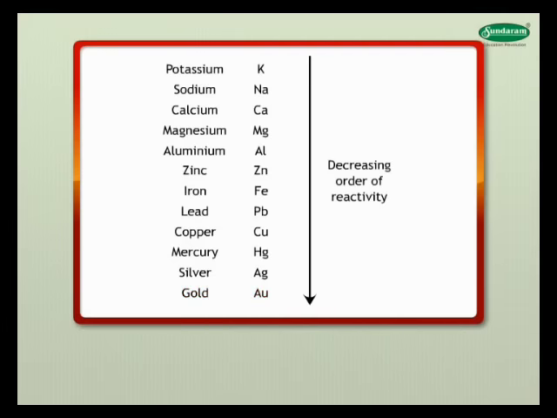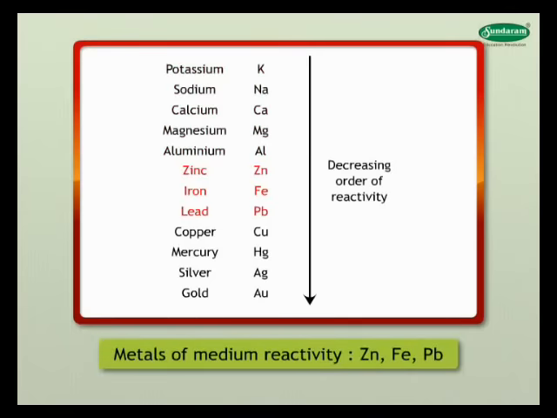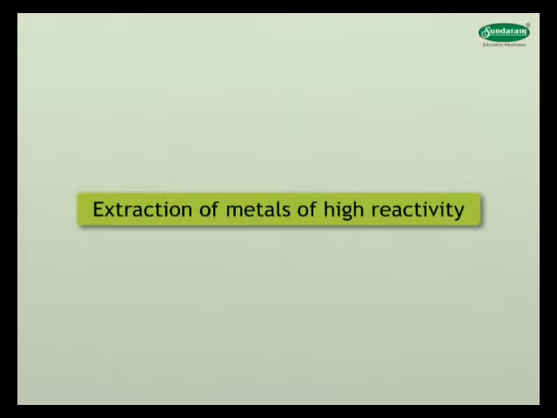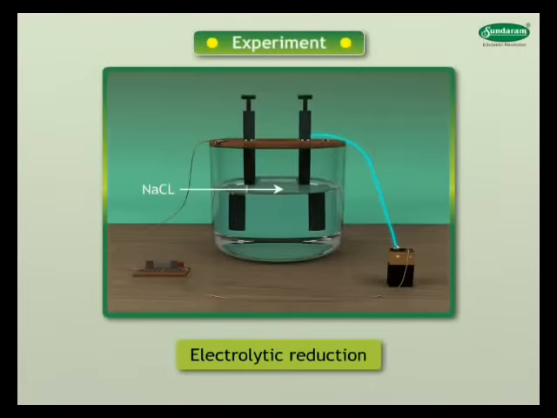On the basis of reactivity, we can group the metals into following three categories: metals of high reactivity, metals of medium reactivity, metals of low reactivity. Let us look at the extraction of metals of high reactivity. The metals high up in the reactivity series are very reactive like sodium, potassium, calcium, aluminium and magnesium. These metals are obtained by electrolytic reduction.